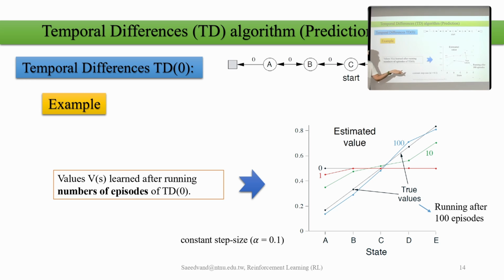Here the consideration was a constant step size of alpha 0.1. Of course, if you increase it, the convergence speed can be faster, but that is crucial: you cannot increase it too much. Usually, if you increase it too much, it can be problematic. That we are going to see in the next slide.